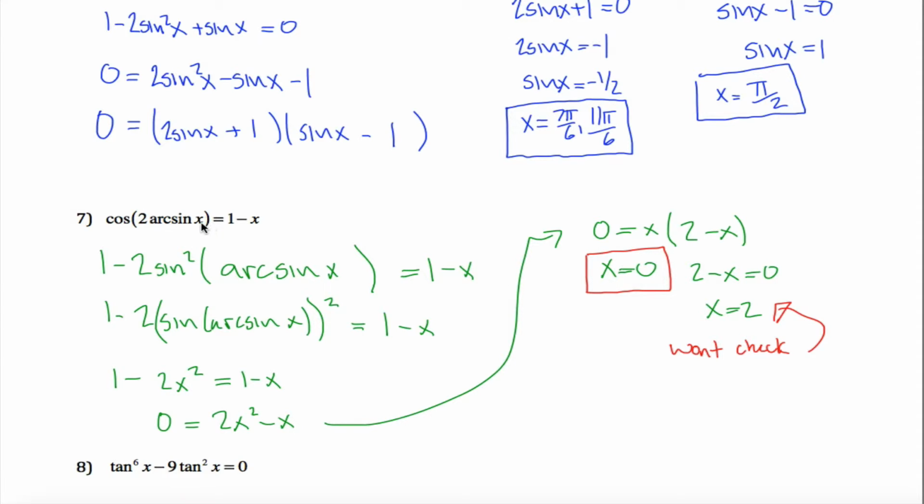The arcsine of 0 is 0 because the angle 0 has a sine height of 0. And 2 times 0 is just equal to 0. And the cosine of 0 is equal to 1 because it's saying what's the x coordinate at an angle of 0. So this side ends up being equal to 1 and 1 minus 0 is 1. This one checks, this one doesn't. That's the only solution.